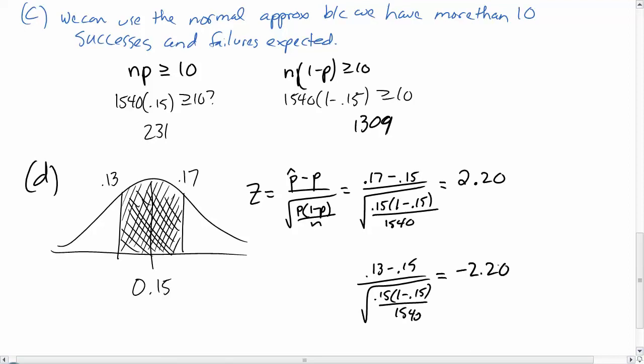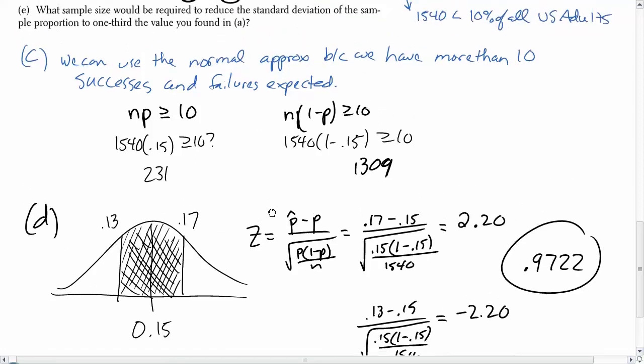Look up that top one in table A, double check what you get, look up the bottom one, negative 2.20, in table A, and subtract the two probabilities. You're going to get 0.9722 in between the two.